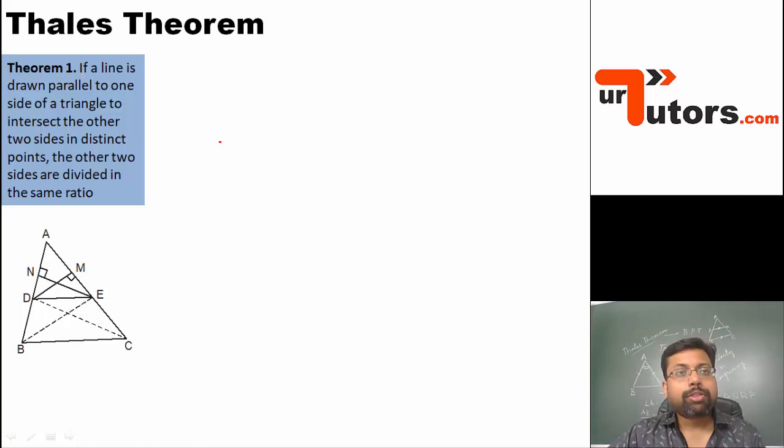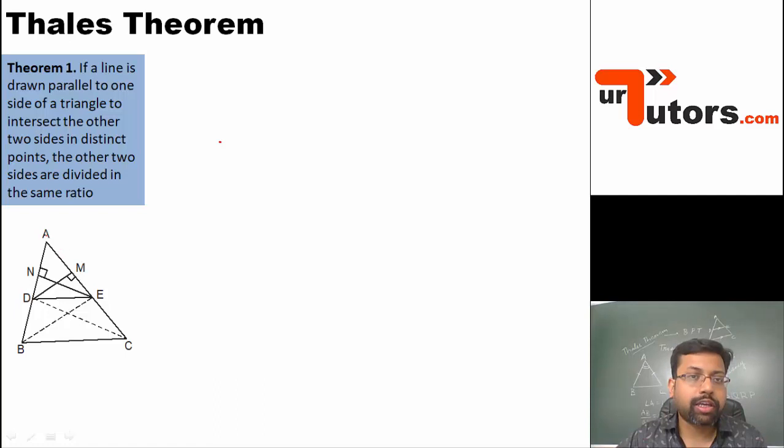Now, coming to the Thales theorem. What does the theorem say? It states that if a line is drawn parallel to one side of a triangle to intersect the other two sides in distinct points, the other two sides are divided in the same ratio.